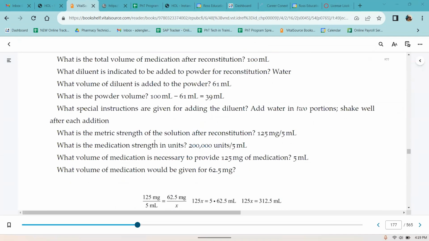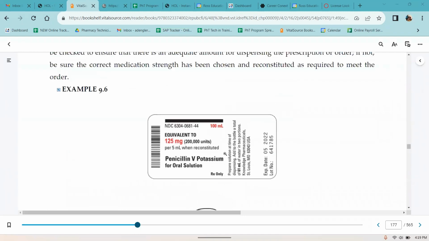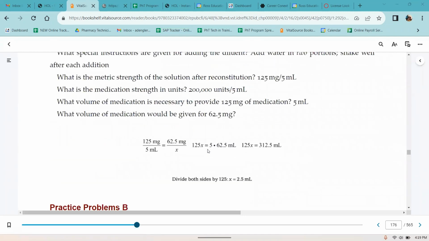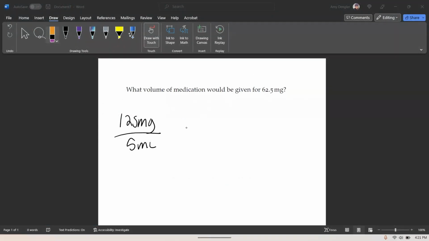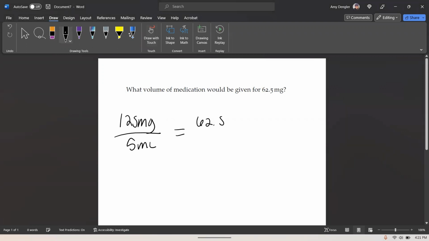And then we have the metric strength of the solution, which is 125 milligrams per 5 ml. The medication strength in units, it tells you on here. Volume of medication necessary to provide 125 milligrams? Well, it's 125 milligrams per 5 ml. And what volume of medication would be given for 62.5 milligrams? So remember, the strength of the medication is 125 milligrams per 5 ml, and we want to give the patient 62.5 milligrams over X ml.